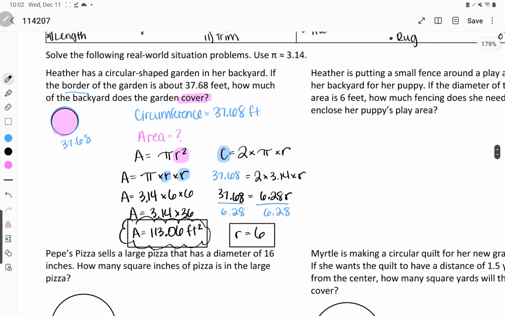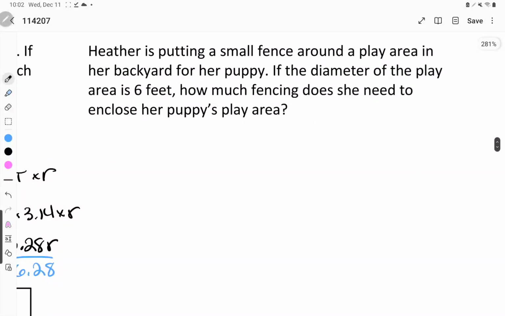Now, most of the time, you're not going to have to go that far. So that one's a little bit more difficult. So let's look at this one. Heather is putting up a small fence around a play area in her backyard for a puppy. If the diameter is 6 feet, how much fencing does she need?